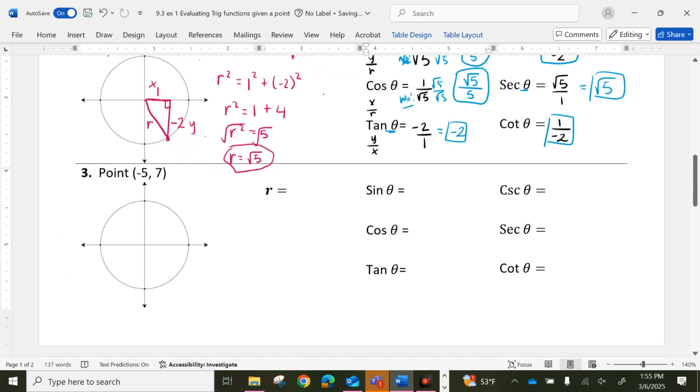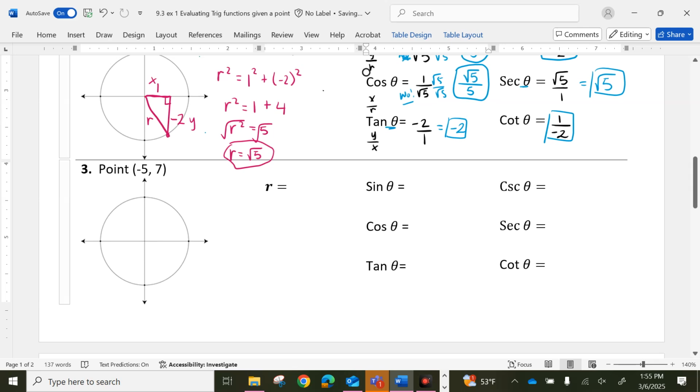Okay. So that leaves us with the third one. And this actually is your work for today, or your homework for this part. So you need to do this one. So you try this. This is your check your understanding for today. You just get one of them. So you're going to go ahead and plot the point negative 5, 7, and then do your thing.